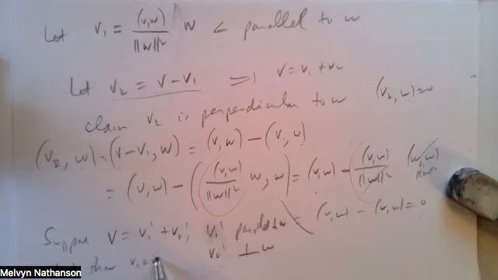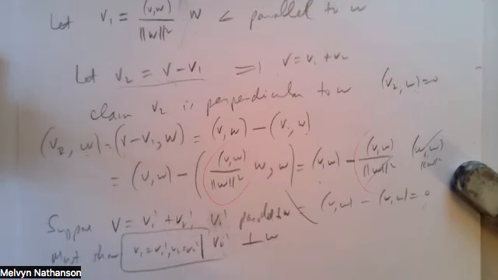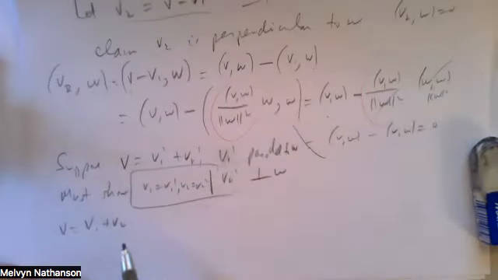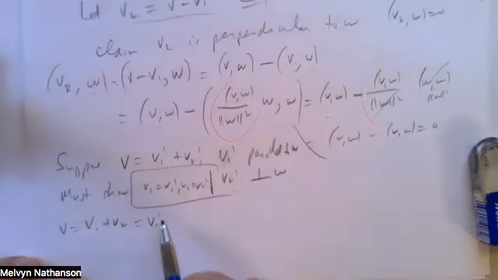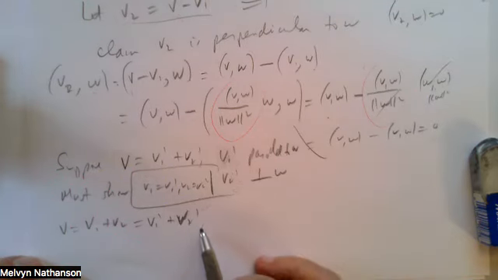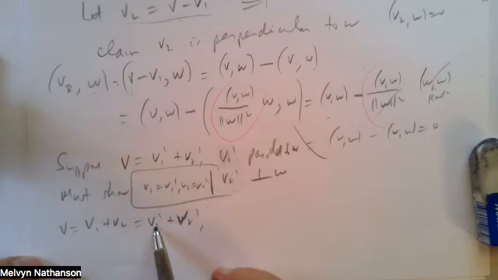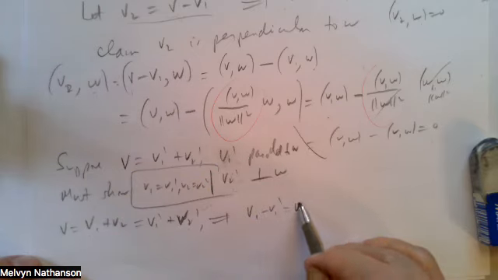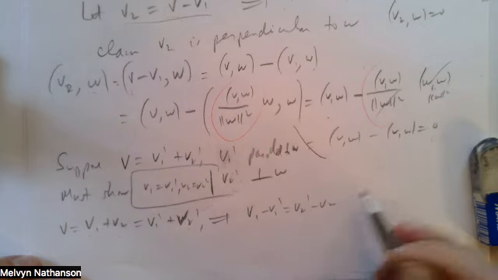I must show V1 equals V1 prime, V2 equals V2 prime. So it's unique. So what do I have? I have on the one hand, V is V1 plus V2 by the method I just showed. And we have some other way to write V as V1 prime plus V2 prime. So V1 and V1 prime are both parallel to W. V2 and V2 prime are both perpendicular to W. What does this say? This says that V1 minus V1 prime equals V2 prime minus V2.